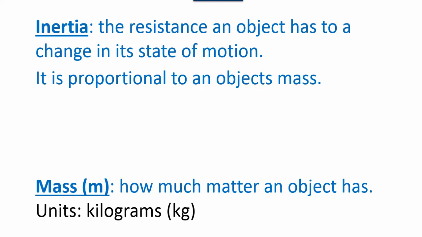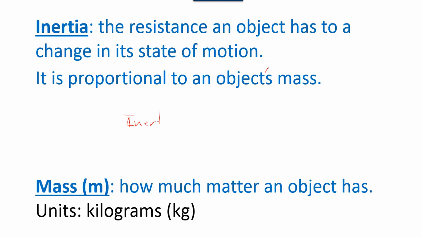So this idea that objects at rest want to stay at rest, or objects in motion want to keep moving, is called inertia. It is defined as the resistance an object has to a change in its state of motion, and it is proportional to an object's mass. I should have an apostrophe there. And this idea of proportional, so let's write it this way here.